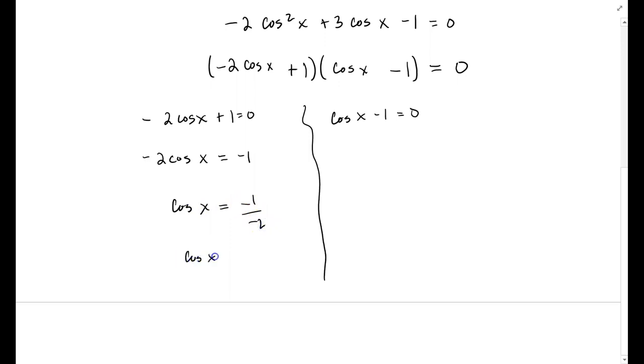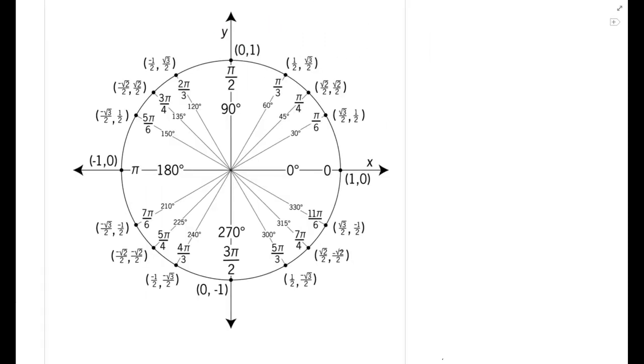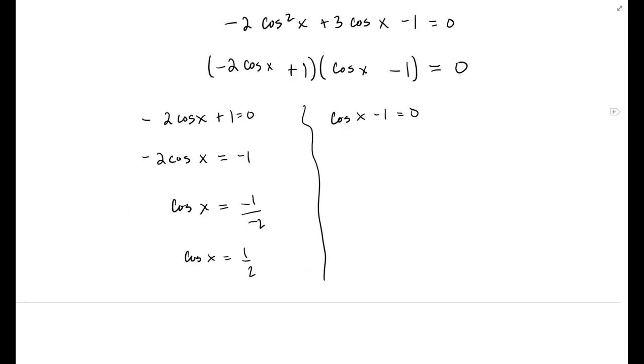Which gives us cosine of x is equal to +1/2. Okay. So we can go to our unit circle again, and we want our cosine values. Where are our cosine values equal to +1/2? Remember, cosine is x values, so it's a pi over 3 angle, and then cosine is also positive in quadrant 4, so it's going to be 5 pi over 3. So pi over 3, 5 pi over 3 is our answer, and I'll just write that over here.